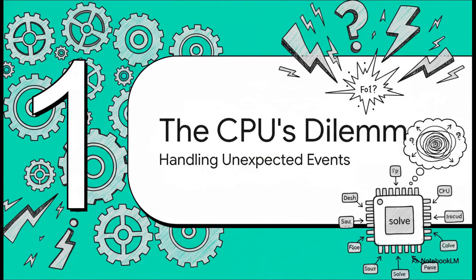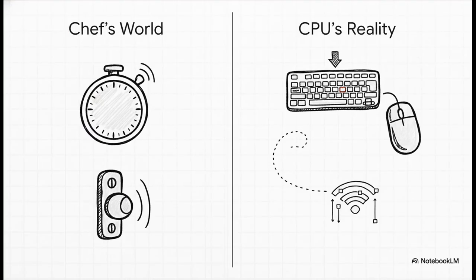So what happens when things pop up that aren't part of that main recipe? This is the central problem that every single processor has to solve. For our chef, maybe an oven timer goes off or a delivery person rings the doorbell. For a CPU, these are things like you pressing a key, moving your mouse, or a new chunk of data arriving from the network. These are all external events that demand attention, right now.